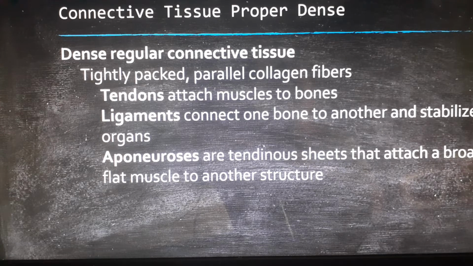If they are all laying the same way, parallel to each other, then we call it dense regular connective tissue. And we'll use this in ligaments and tendons and an aponeurosis. This is a new word for you. This is a tendon that's flattened out into like a big covering or sheet. So instead of looking like a string, this kind of tendon is more like a big sheet, a big white sheet that will connect a muscle to a bone.